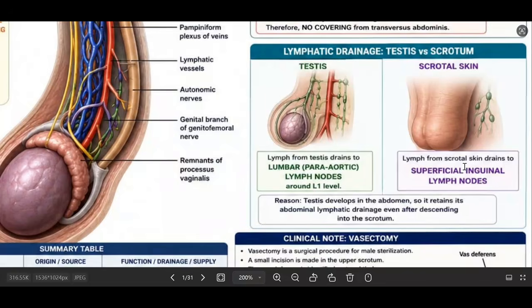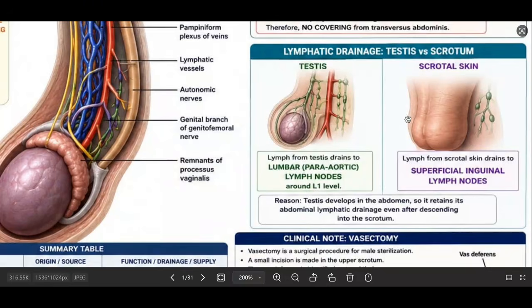Here is the point that I mentioned about the lymphatic drainage of the testes and the scrotal skin, shown here. The testes are going to drain into the lumbar or para-aortic lymph nodes at the level of the L1 vertebra. And the scrotal skin, this is the scrotal skin, is going to drain into the superficial inguinal lymph nodes. The reason is that the testes develop in the abdomen, so they retain the abdominal lymphatic drainage.